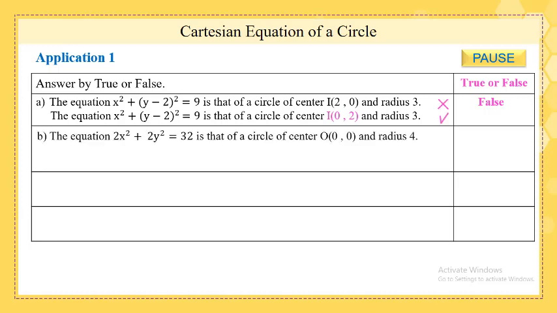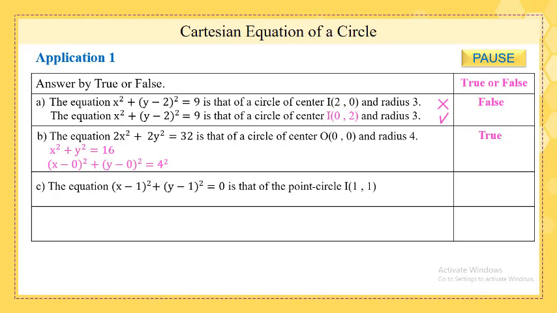The following equation is that of a circle of center 0, 0 and radius 4. The following statement is true, since if we divide the above equation by 2, we will obtain x squared plus y squared equals 16. Part C. The following equation is that of a point circle I whose coordinates are 1, 1. This statement is also true, since if r is equal to 0, we will obtain a point circle whose coordinates are 1, 1.